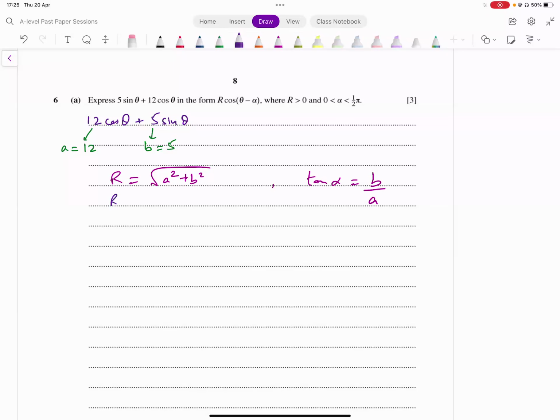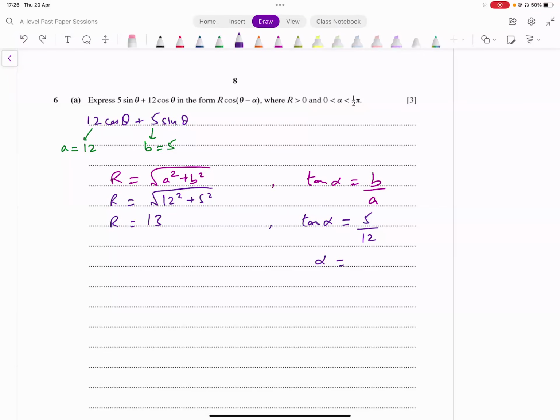Let's do that. R equals square root of 12 squared plus 5 squared, and that gives you 13. The value of r turns out to be 13. And tan alpha equals b over a, which is 5 over 12, and you can find tan inverse of this. Now, if you look at the interval that's given, that's from 0 to pi over 2.